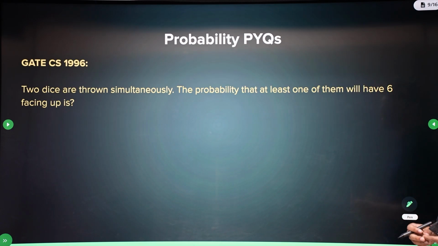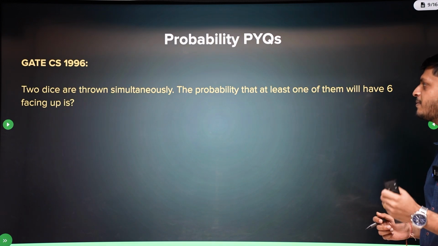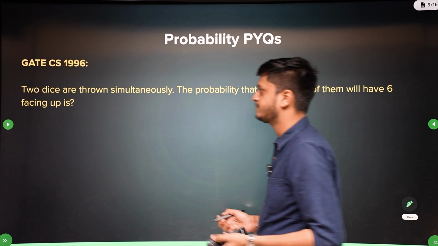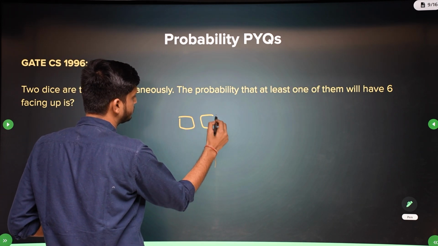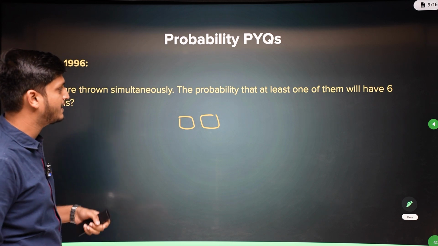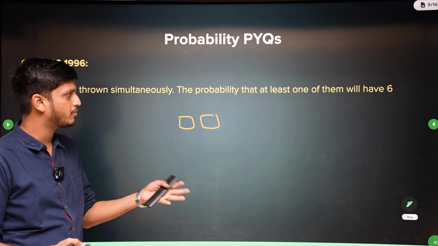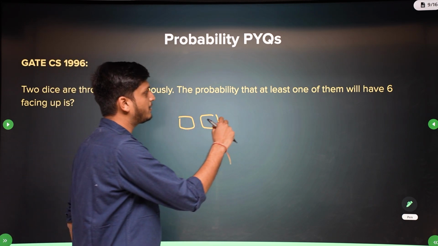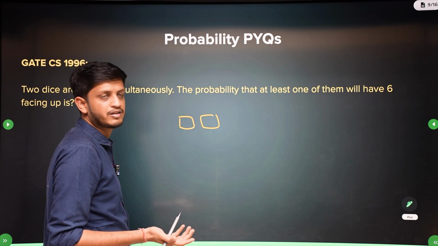Cool. So this is GATE 96 question. Two dice are thrown simultaneously. The probability that at least one of them will have a 6 facing up is what? So you are throwing two dice simultaneously. So this is not necessarily from total probability, okay? It's very simple to calculate. You don't need to apply total probability here. It's just a previous year question. That's why I added it here.